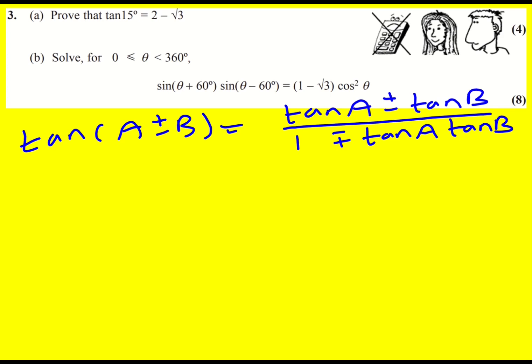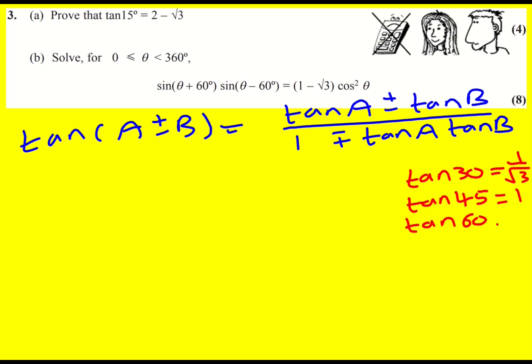In our case, we know that tan 30 is 1 over root 3. That's a value to learn. Tan 45 is 1. And tan 60 is then root 3. So we can get tan 15 if we use the minus and we use 45 here and 30 here.